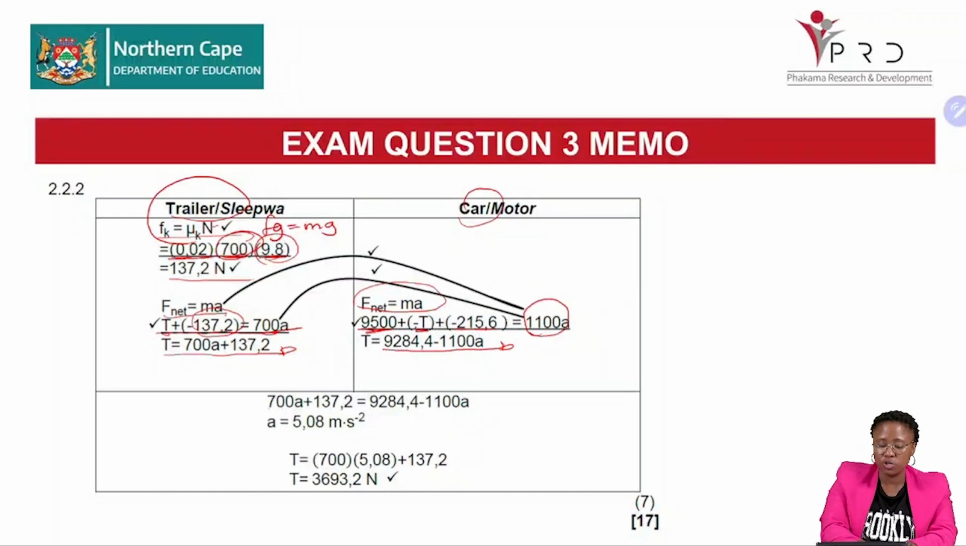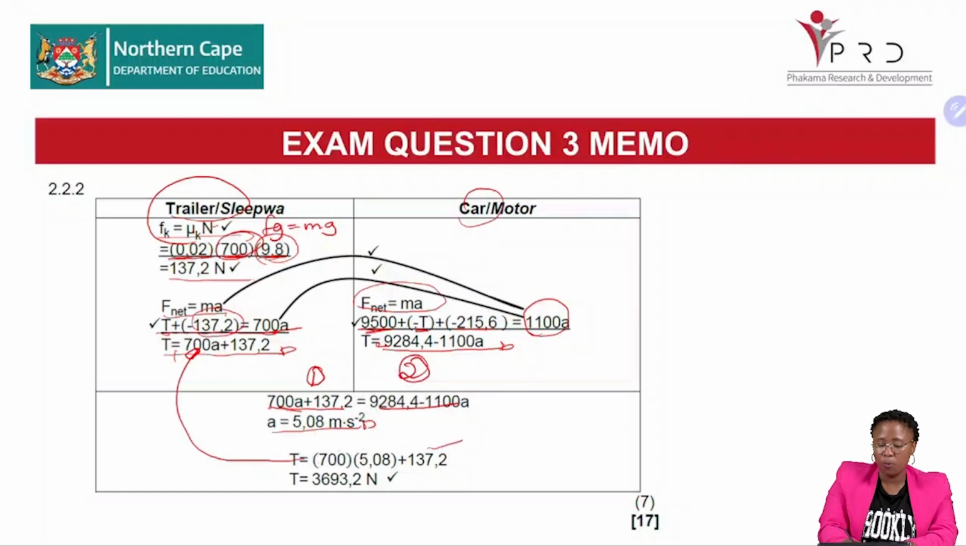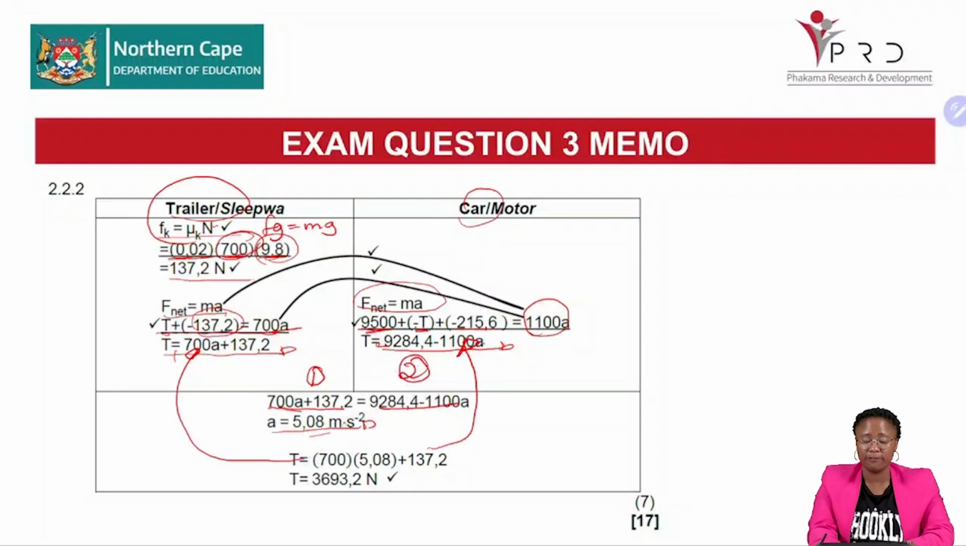Then when you are done, you say equation 1 equals equation 2, or T1 equals T2, and then you will have that. You put all of that over there, then you calculate your acceleration. After you have found your acceleration, you can go back to either equation 1 or equation 2 to substitute the acceleration in that formula. Then you'll be able to get your tension as 3,693.2 newtons. I hope you guys were able to do this one. This one was a little bit challenging, but I trust that you were able to do it.